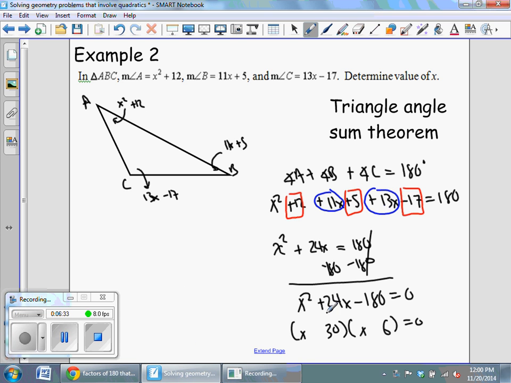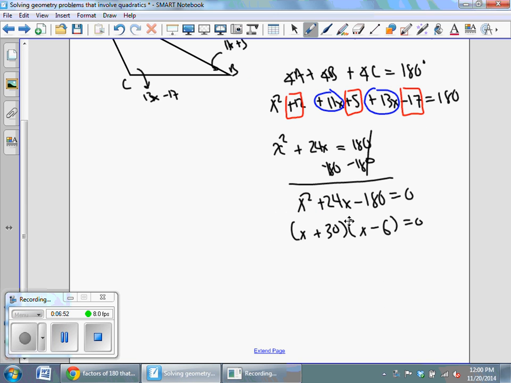So the factors are 30 and 6, and one of them has to be positive, the other one has to be negative. So it's going to be plus 30 minus 6. 30 times negative 6 is negative 180, and 30 plus negative 6 is positive 24. Set both of these sets of parentheses equal to 0, so I get x plus 30 equals 0, x minus 6 equals 0.